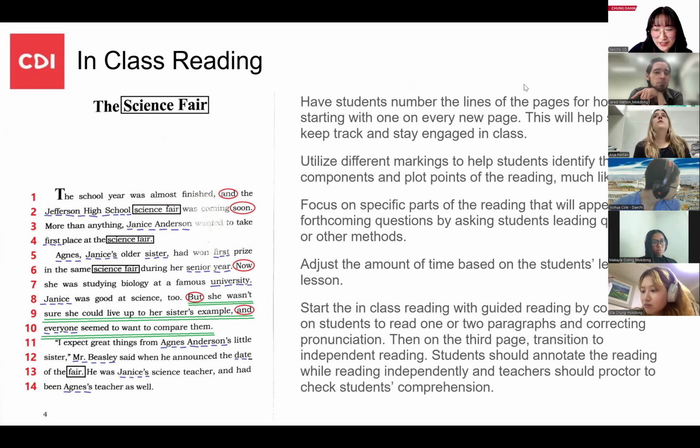And I don't have to run around trying to point out exactly where in the storybook the answer is to all the students who are confused. Yeah, this also helps students keep on track and stay engaged in class so that they don't feel so lost.